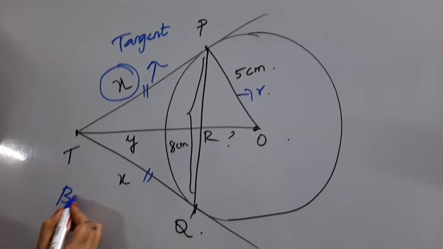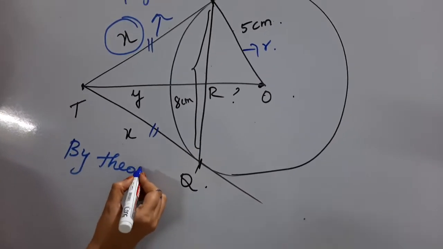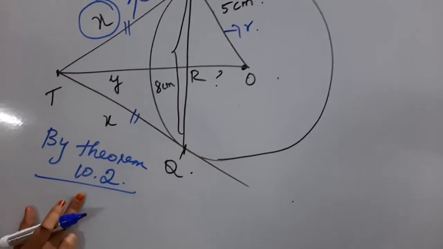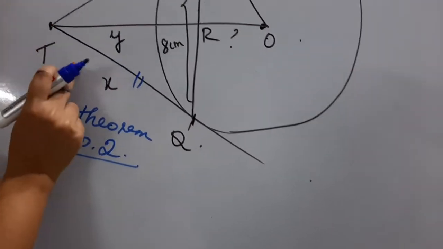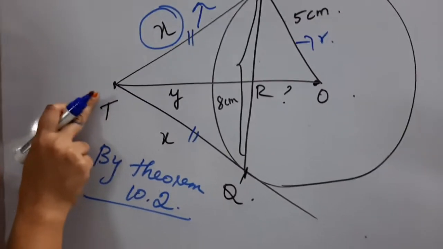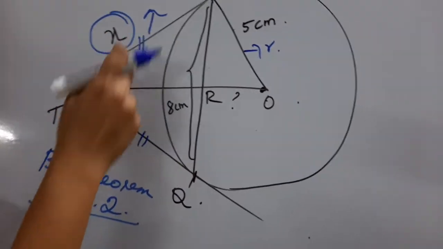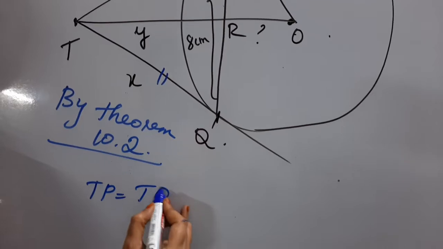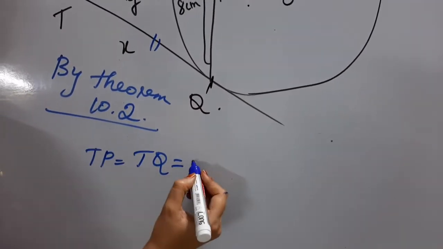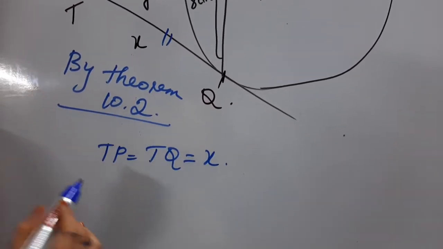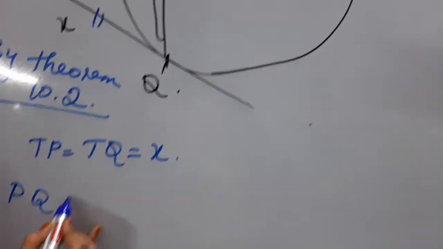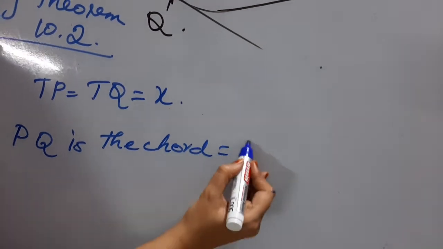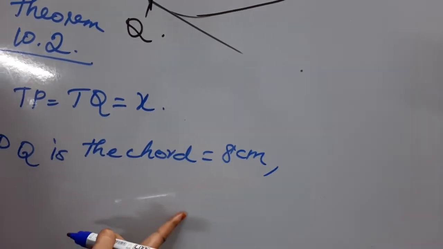By theorem 10.2, do write the statement. What does theorem 10.2 state? The lengths of the tangents drawn from the same external point to a circle are equal. By theorem 10.2, TP is equal to TQ. Here I consider that as the variable x. Then what is PQ? PQ is the chord. And the measure of the chord of the circle is also given, that is 8 cm.